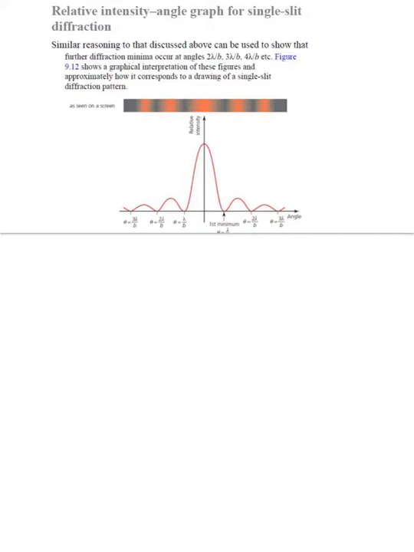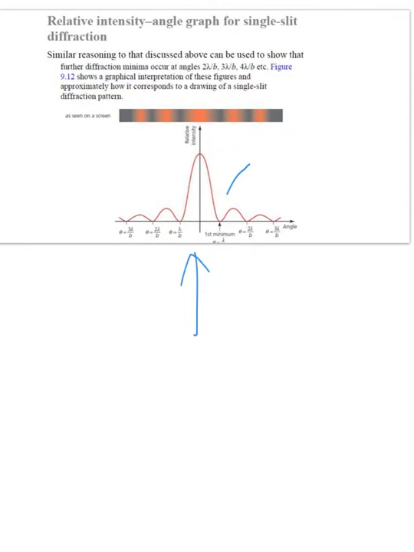Now the relative intensity angle graph for a single slit diffraction is as follows. Very important that you are familiar with it because it doesn't look like any of the others. It has a very, very big peak of relative intensity. And then the minimums, which you can see, the x-axis reads angle, okay?